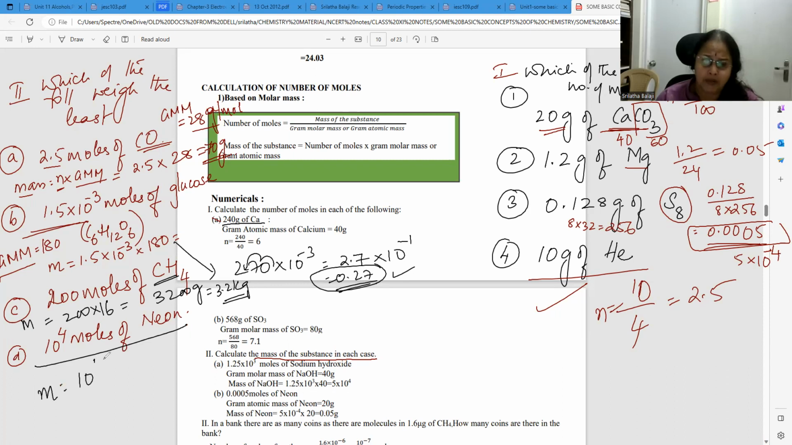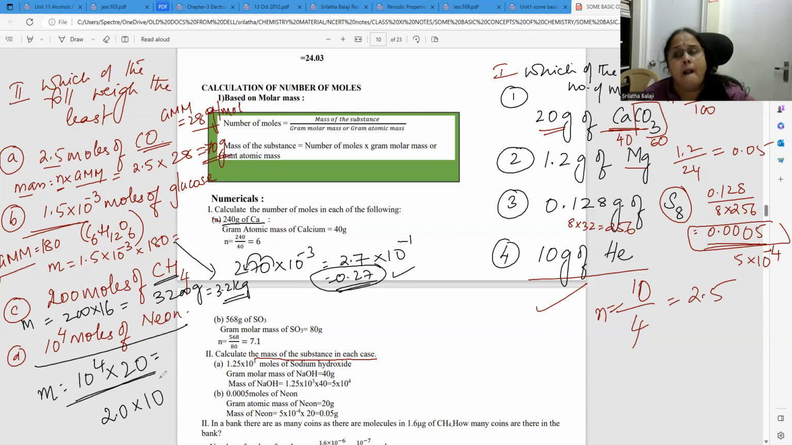So mass will be 10 power 4 multiplied by 20. Yes. So how much is it? And now express in scientific notation. 2.0 into 10 power 5. Yeah, 10 power 5. Is that understandable, students? Are you all able to get it? Yes, ma'am.